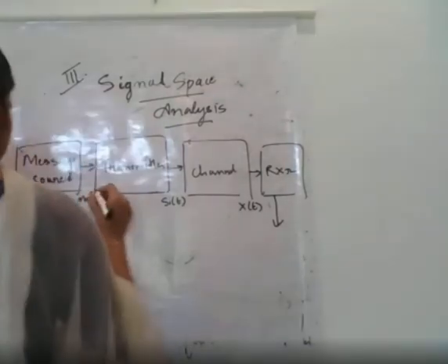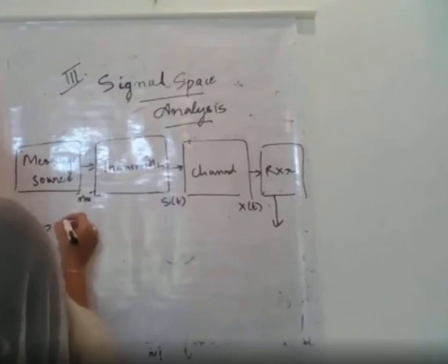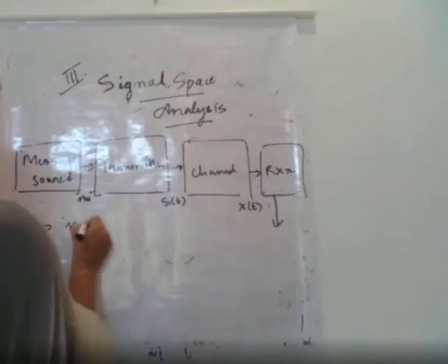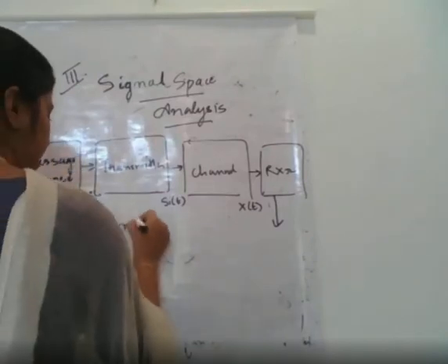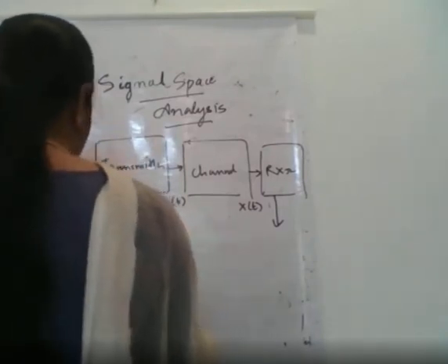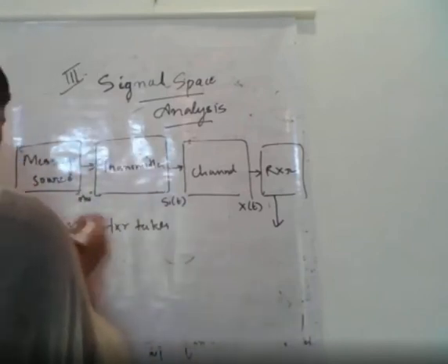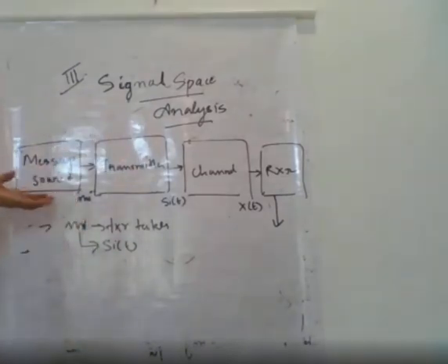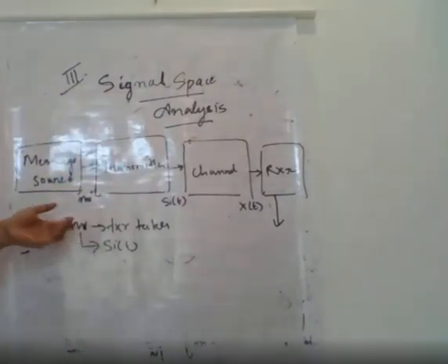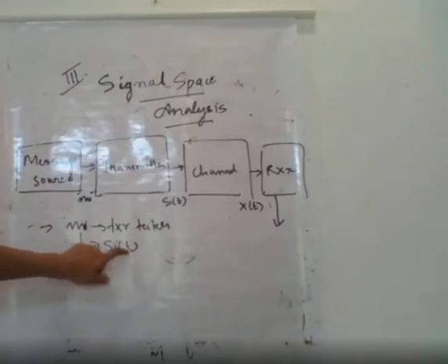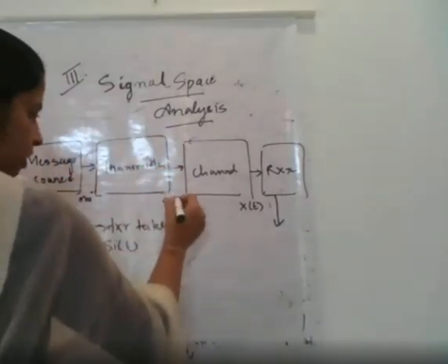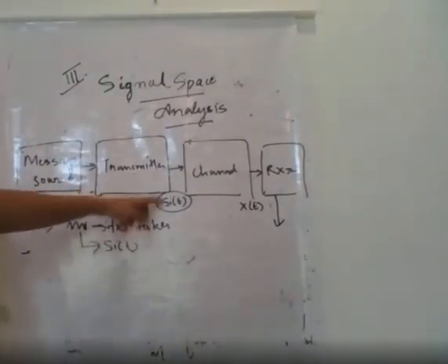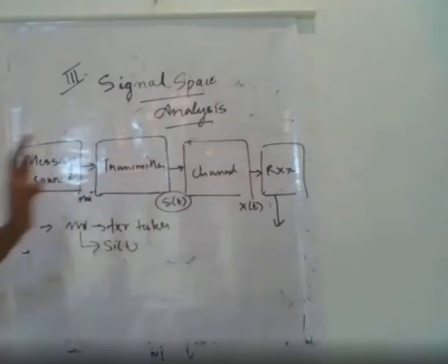What does the transmitter do? The transmitter takes the message source output Mi and codes this Mi to a distinct signal Si of t. At the output of the transmitter we get Si of t, and this Si of t is suitable for transmission over the channel. Is that clear?